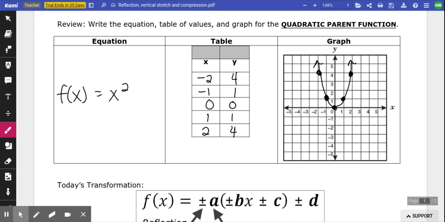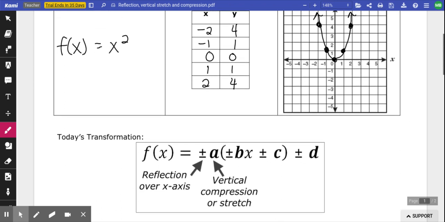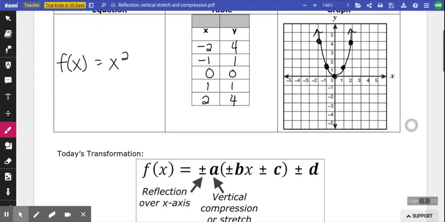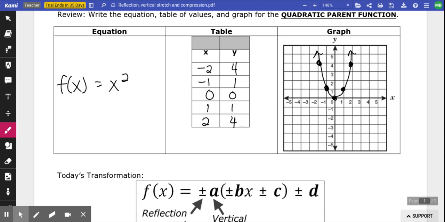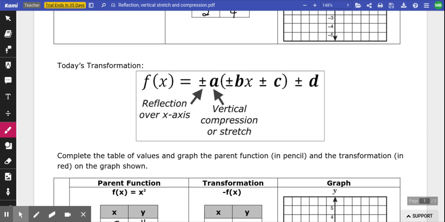All right, continuing on our quadratic transformations, today we're going to talk about reflecting over the x-axis and vertical compressions and stretches. Once again, I have my parent function already completed. Looking at our vertex form of the quadratic function, you'll notice that what we're focusing on today is out in front of the parentheses. It's that a term.